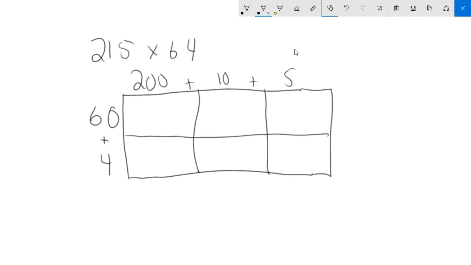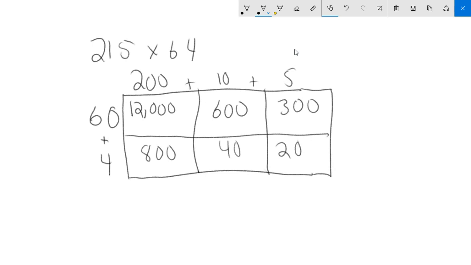All right, so in this first box, I have 200 as a length times 60 as a width, which is equal to 12,000. Over here, we've got 60 still as our width and 10 as the length. 60 times 10 is 600. Over here, still 60 as a width, but now we only have a length of 5. 60 times 5 is 300. Down on our bottom, now our width has changed. Our width is 4 for all three of these. So 4 times the length of 200 is 800. 4 times the length of 10 is 40. And 4 times the length of 5 is 20.